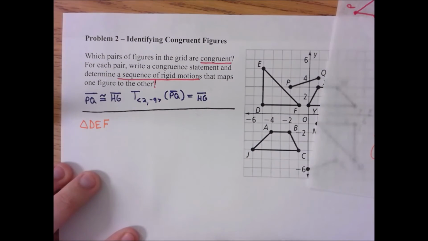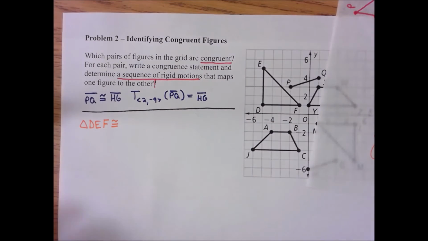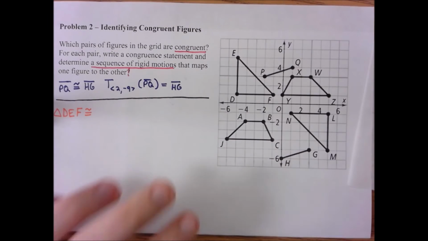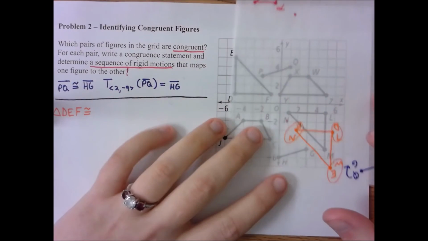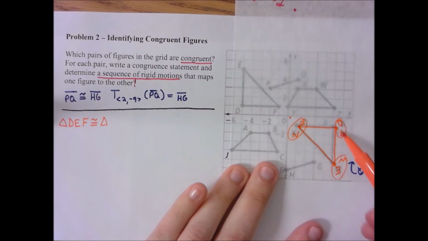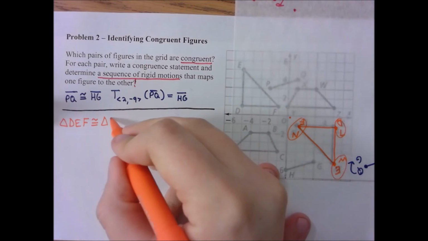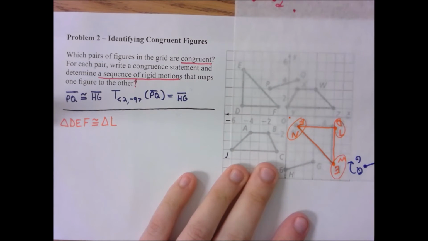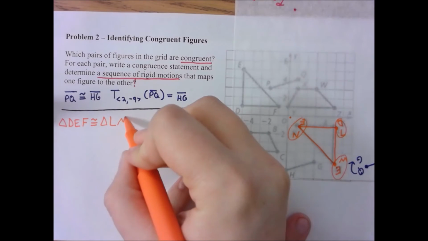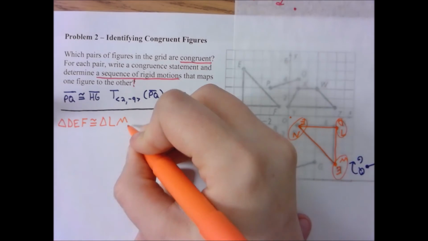So triangle DEF is congruent to triangle. Now, I don't want to just put the letters L, M, and N in any order that I want. I want to make sure that I map them correctly. So the first letter is D. Over here, L is the corresponding letter, so I'm going to say triangle L. E is the second letter. It looks like M corresponds with E, so M. And N corresponds with F, so N.